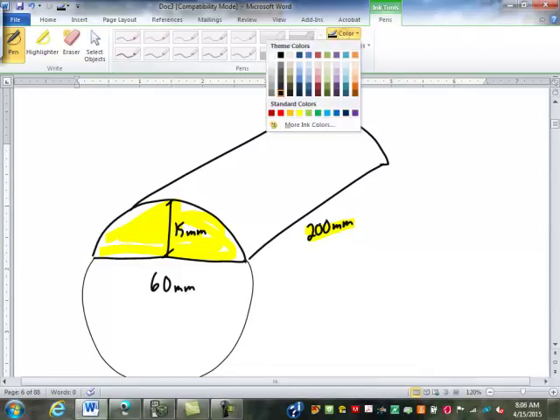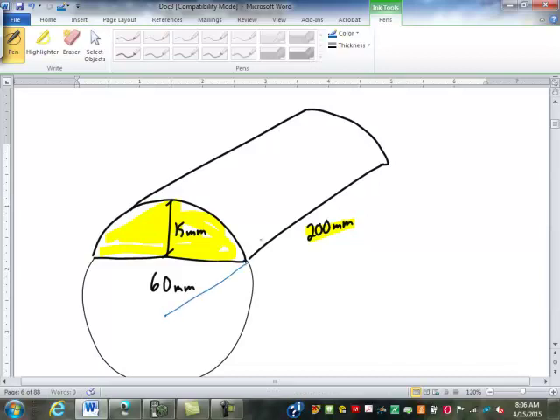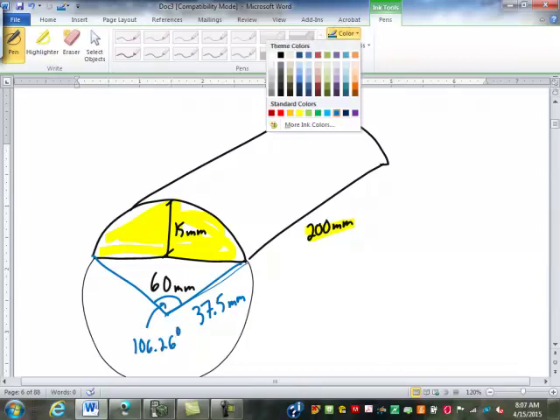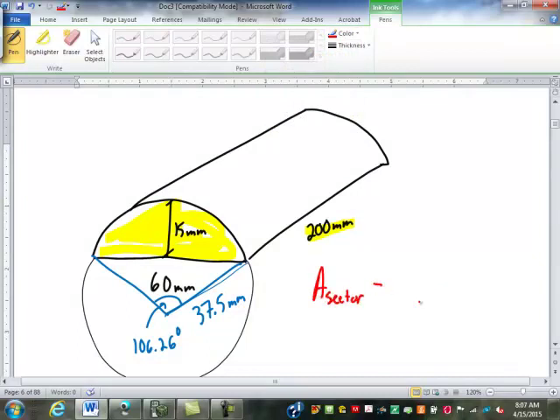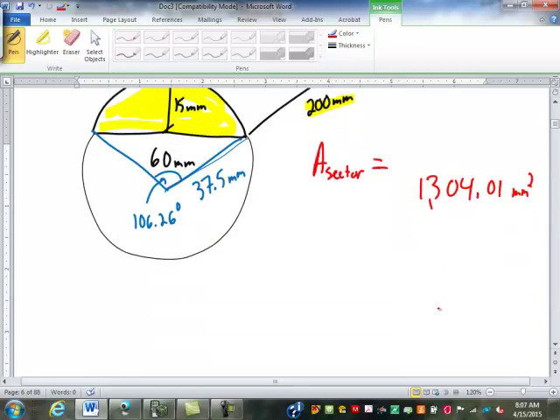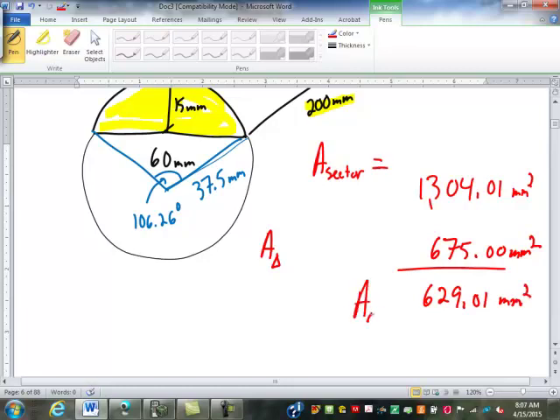So anybody get an area for that piece yet? Working on it. How about a radius? 37.5 millimeters is our radius. Okay. Angle in here? 106.26 degrees. Sound reasonable? Okay. Sector area? Okay. So the triangle area is going to be what? 675? Exactly. We subtract to get 629.01, which is the area of our segment.